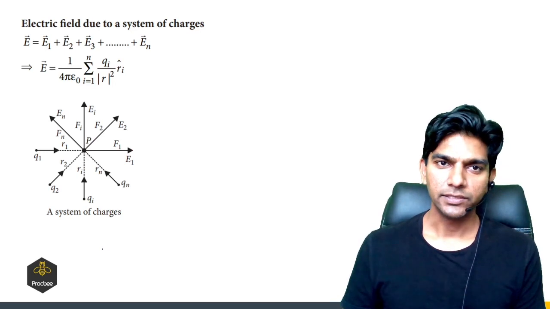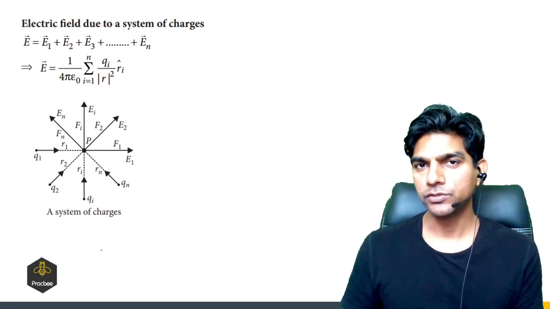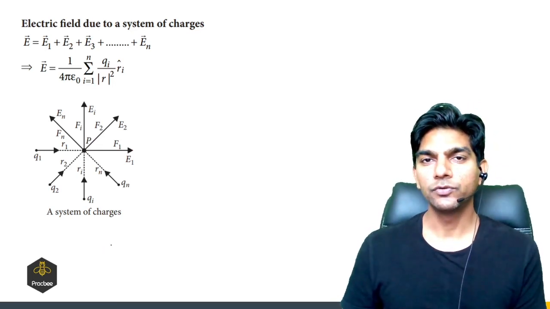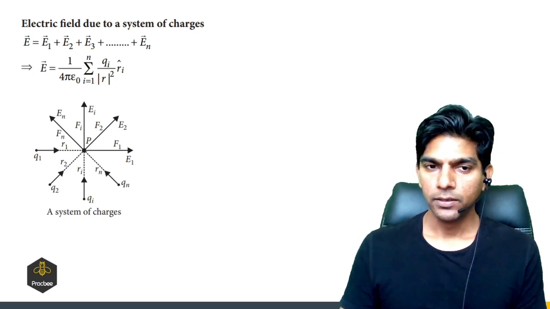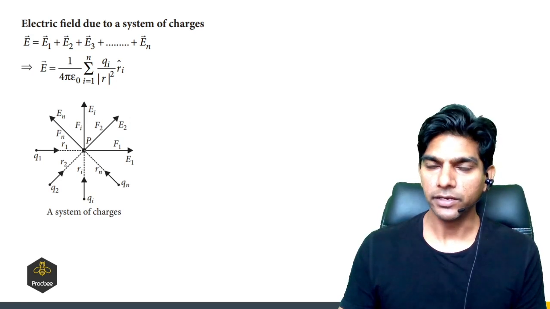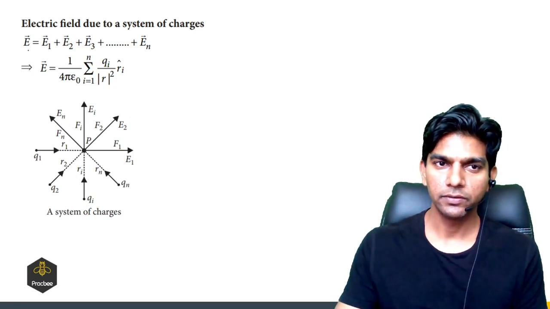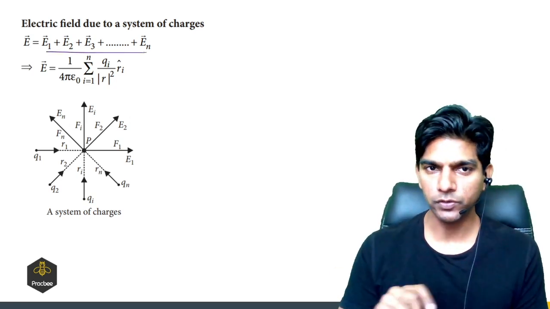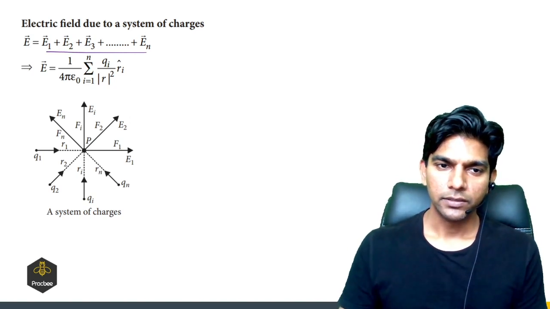Right, so the next concept is, if we have multiple sources, multiple charges, and we want to find the electric field at a particular point, first we'll find the electric field due to the individual charges and then we'll take the vector addition of those fields. So E will be the vector addition of all the individual fields, right? So we should remember this.